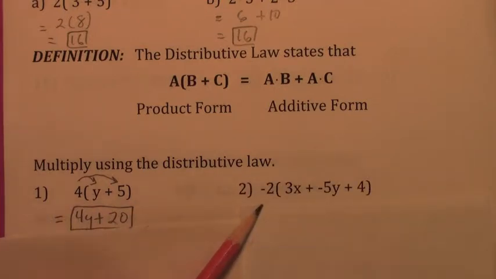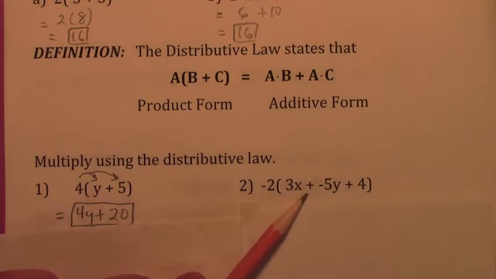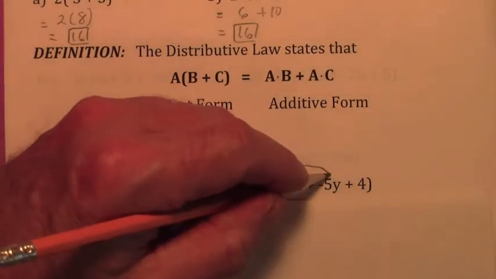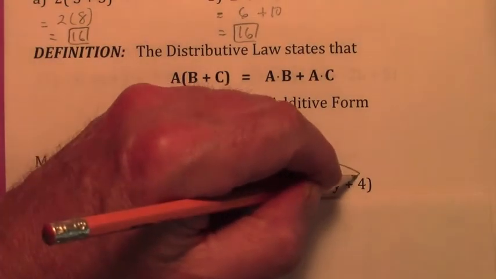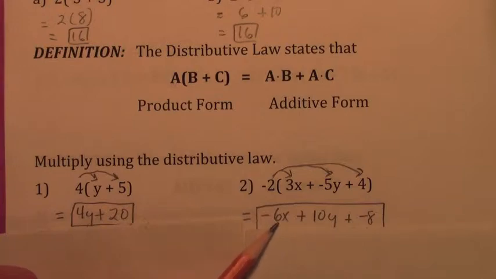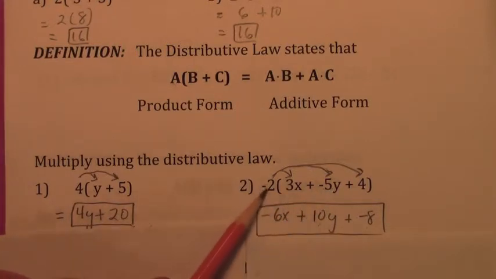Okay, how about this? This number on the outside is -2. It's multiplying 3 terms. What do you think we should do there? How many terms should the -2 multiply if you wanted to multiply it out? The answer is it has to multiply each of them. It has to distribute to each of them. Okay? So what's -2 times 3x? -6x. What's -2 times -5y? Positive 10y. What's -2 times 4? -8. So there's your answer.